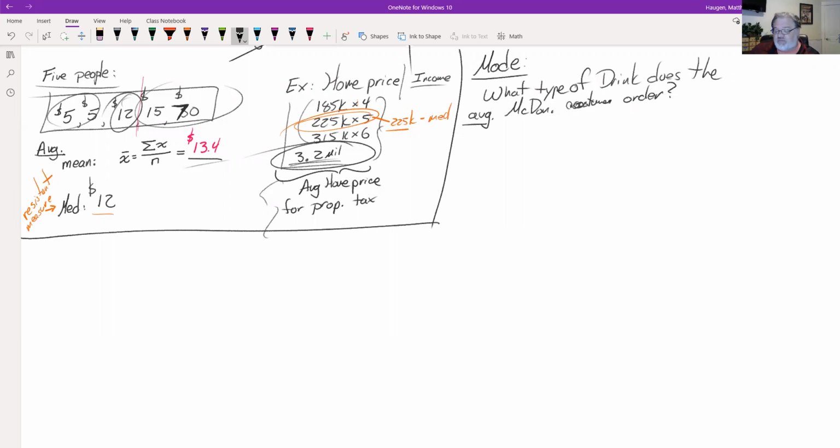Now, we could assign them numbers. We could say, hey, the Coke is in slot 1, the Sprite is in slot 2, and we could add those together and find an average, but that average of, let's say, slot 1.7 is not meaningful. So what would we do to figure out which type of drink is the most common? Well, which is the average? For categorical data, mode is the only type of average that we can use.